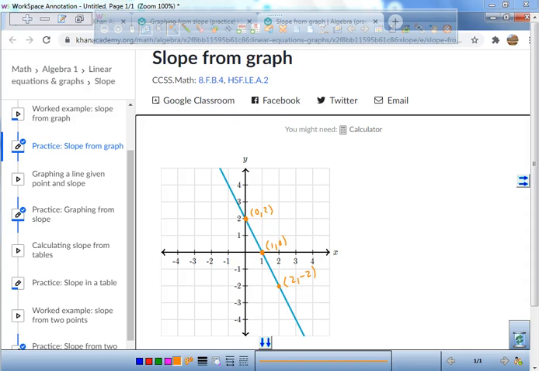We are continuing slope from graph today. Slope from graph. Hopefully you've drawn this beautiful graph. If you haven't, you should pause the video and draw it. Now, once again, I'm going to ask my students a few questions.